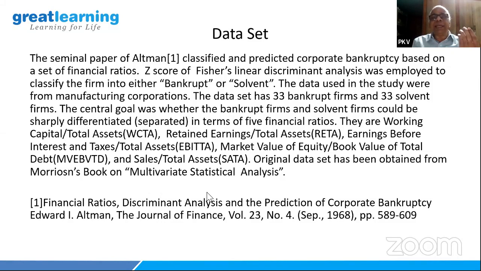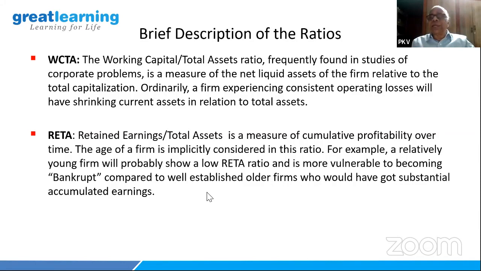Now let me explain briefly why the ratios are very, very important, so that you can see the slides clearly. As you all know, working capital to total assets, WCTA, is a very important measure of net liquid assets. Current assets minus current liabilities is the working capital. A firm experiencing consistent operating losses will have shrinking current assets in relation to total assets. Therefore, this is a very important differentiator according to Altman, and let's see how the model works between the bankrupt firms and the solvent firms. Okay, then retained earnings to total assets, RETA.